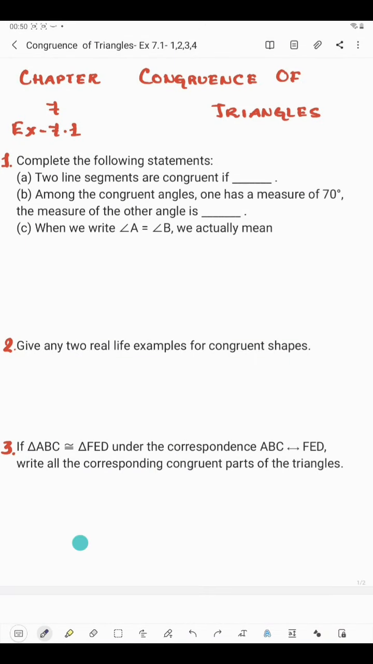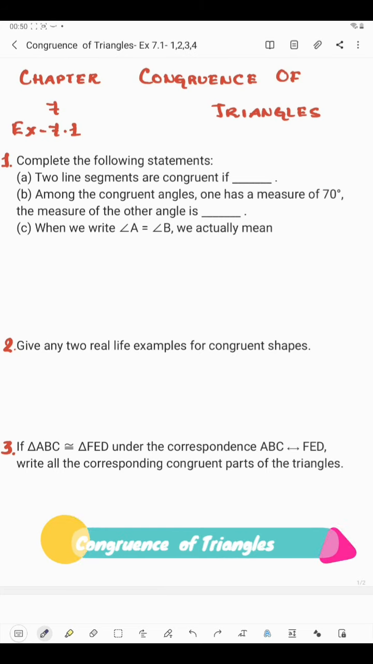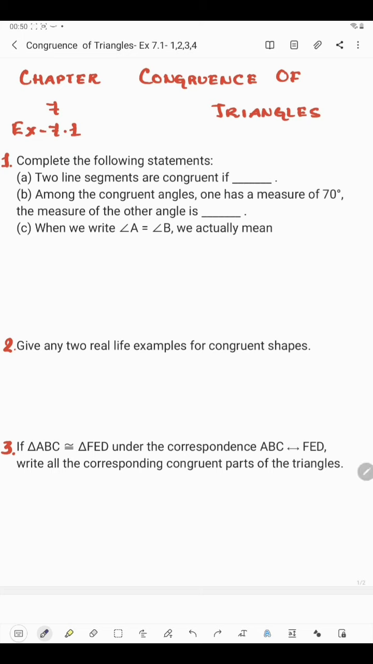Hello students, now I am going to start question number 1 of exercise 7.1. Question number 1 says complete the following statement. In the first part we have two line segments are congruent. Now suppose we have the two line segments, say AP and PQ. Okay, these are the two line segments.